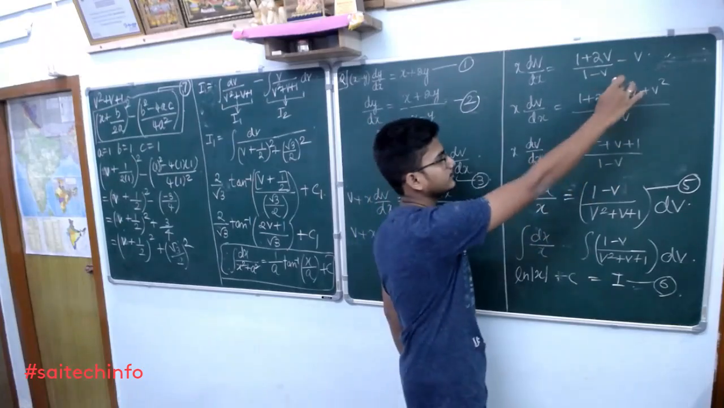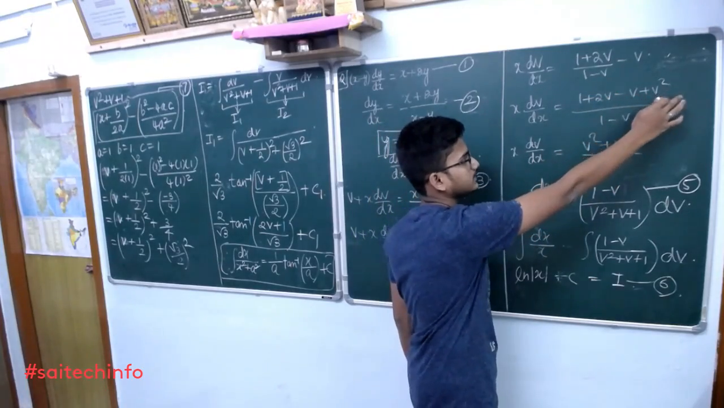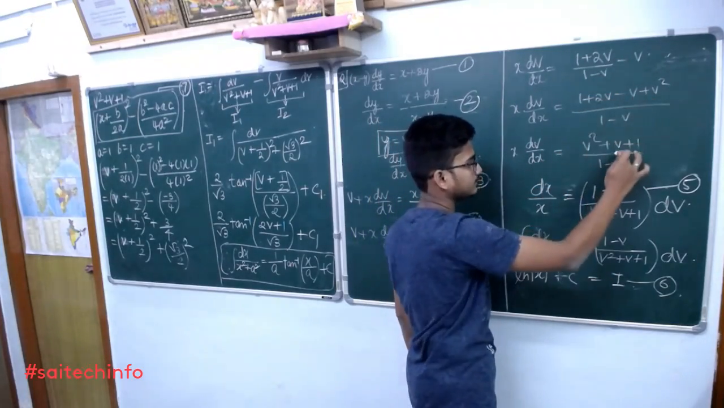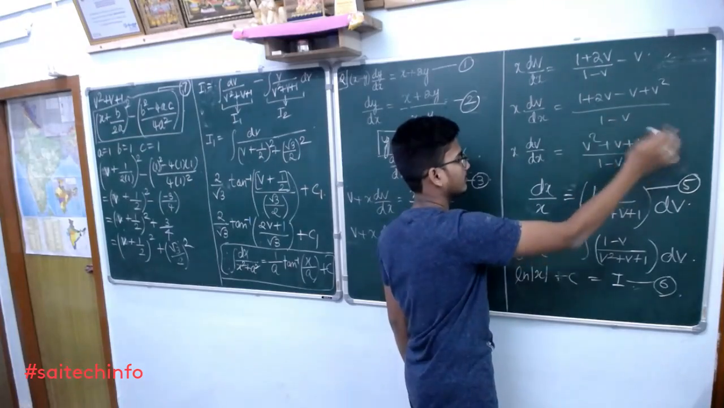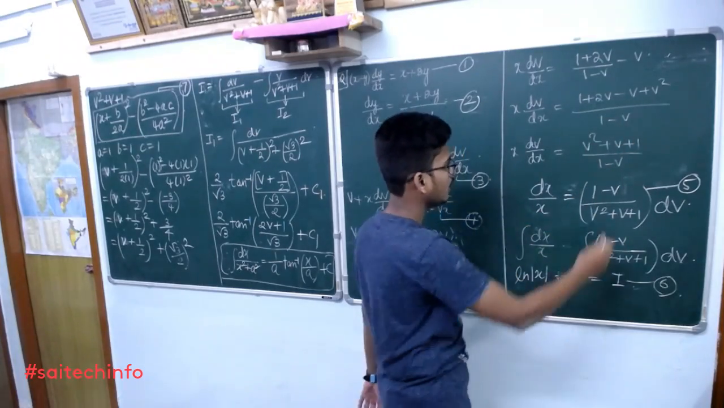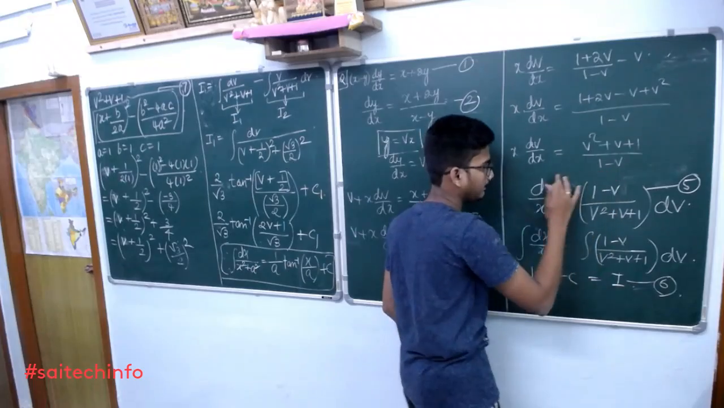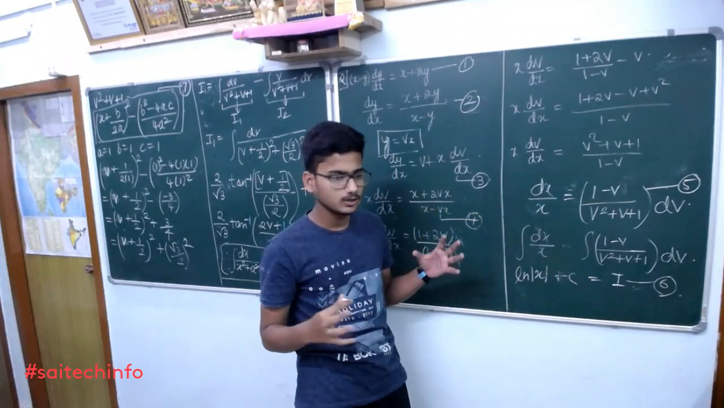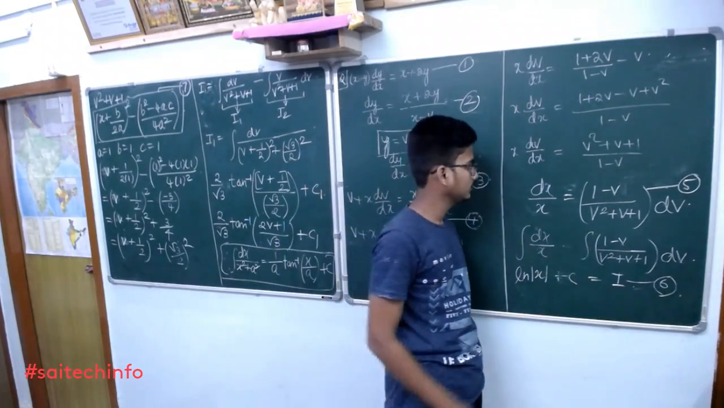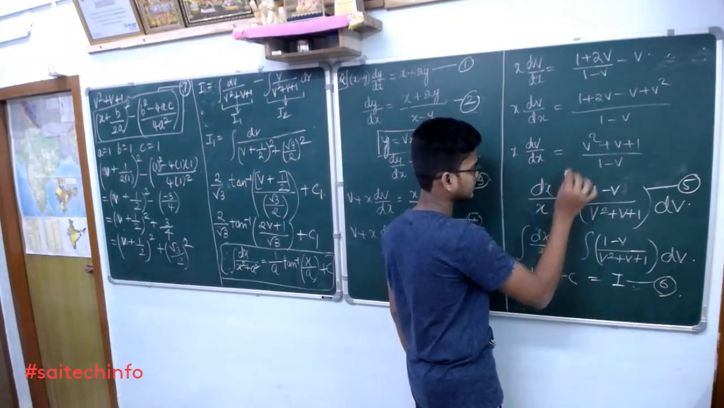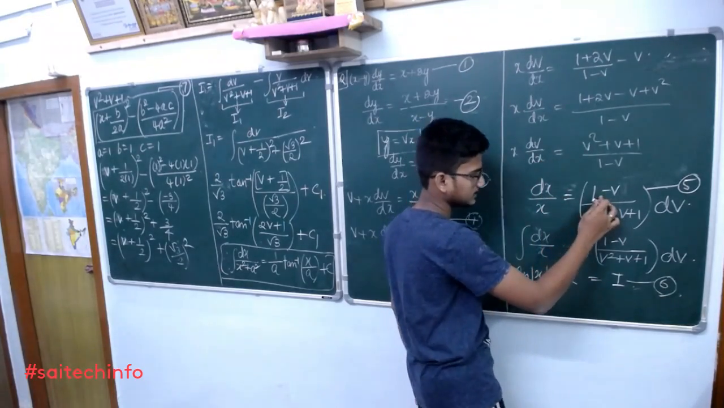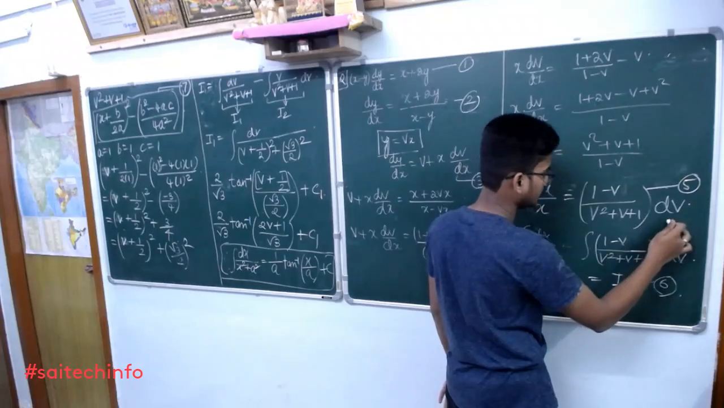So on taking LCM, the numerator is 1 plus 2v minus v plus v square. So 2v minus v is v, and (v square plus v plus 1) whole divided by (1 minus v). Now I am rearranging this term, separating the variables x and v to one side and the other side. So dx by x is equal to (1 minus v) into 1 by (v square plus v plus 1) into dv.